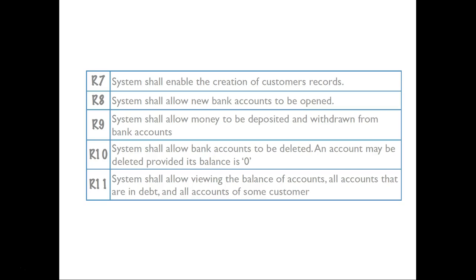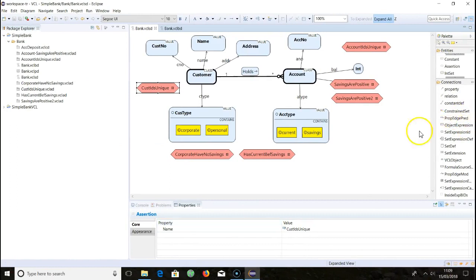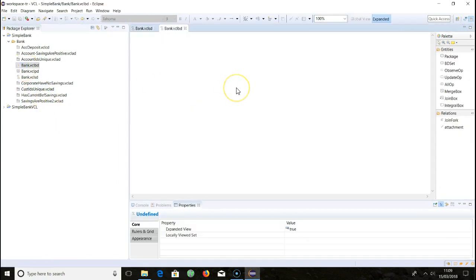And so the first requirement that I will tackle is R9. We want our bank system to enable deposits and withdrawals to and from bank accounts. So let's go back to our model. And this basically defines our state space, right? But now we need to double click here on Bank VCLBD, and here we will start defining the dynamics or the behavior of the system.